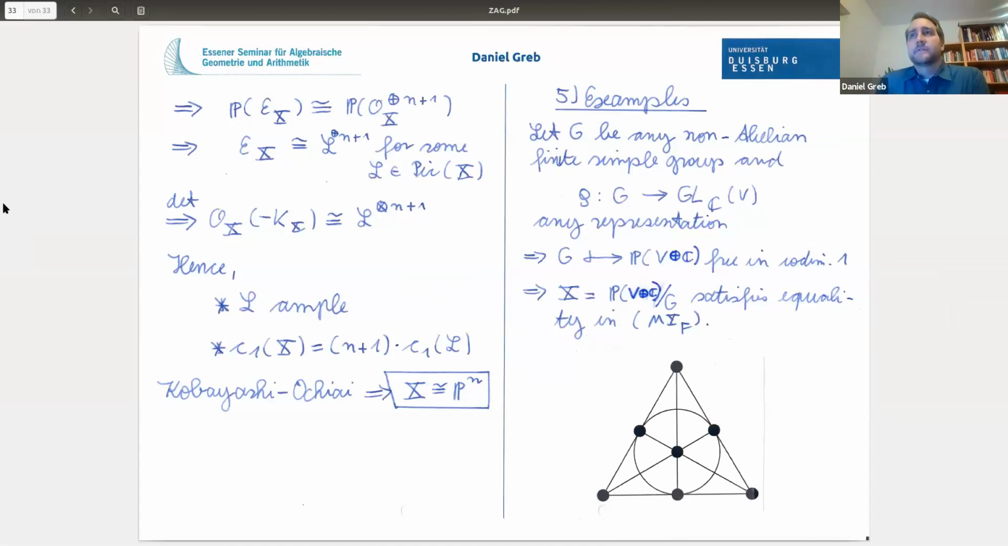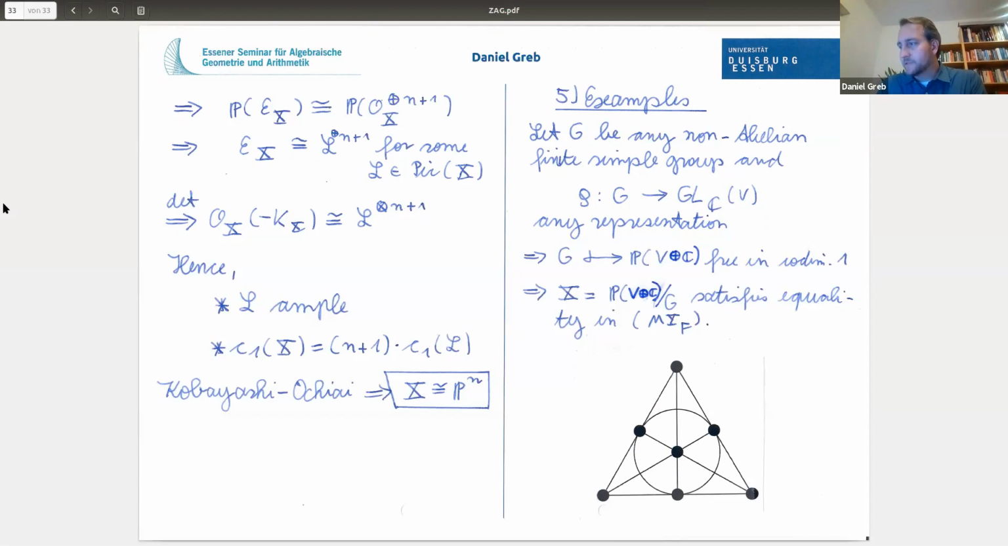For example, if you look at this three-dimensional representation of L2(7), and you projectivize, so this is now a P2, this contains in an equivariant, L2(7)-stable manner the Klein quartic. And then L2(7) acts on the Klein quartic, and these are all the automorphisms of the Klein quartic, and that's the maximum number of automorphisms you can have on a quartic.